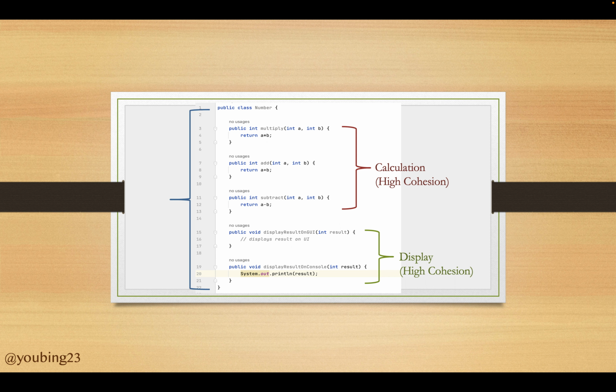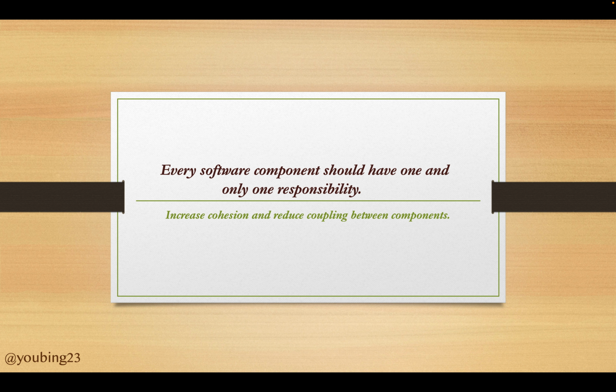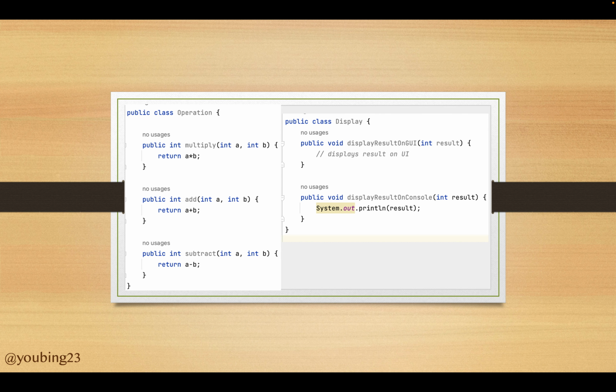But, if you put all the methods in the class together, they have a low level of cohesion. For example, the add method and the display result on console method are not closely related and serve different purposes altogether. One of the aspects of the single responsibility principle is that we should always aim for high cohesion within a component or a class. Therefore, let's break down the Number class into two different classes.